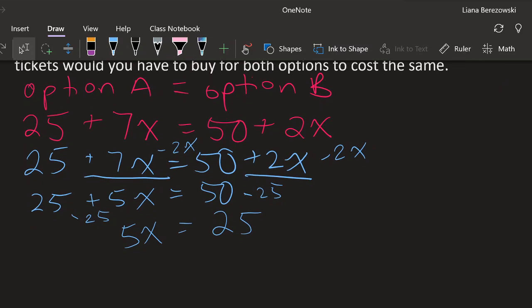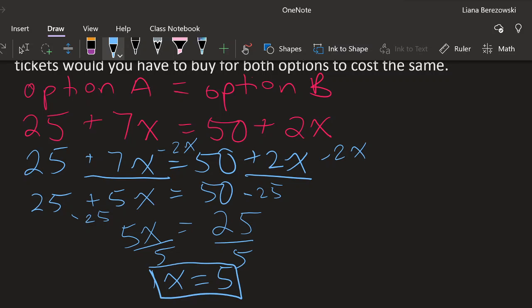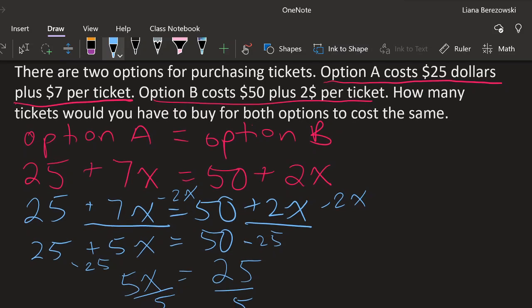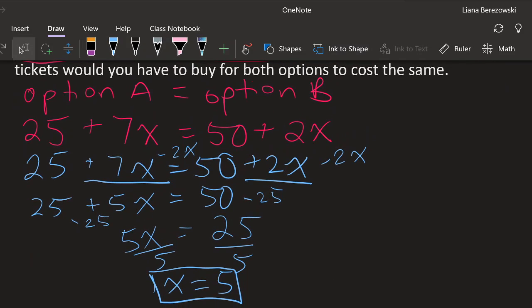And then to get x by itself, my last step, well, right now x is being multiplied by 5. The opposite of multiplication is division, so I'm going to divide both sides of my equation by 5. So x is going to be equal to 5. Okay, so remember what x represents. X means you would have to buy 5 tickets for both options to cost the same.